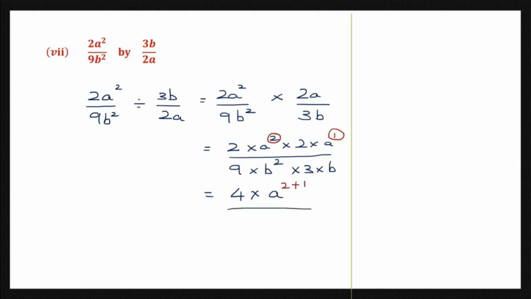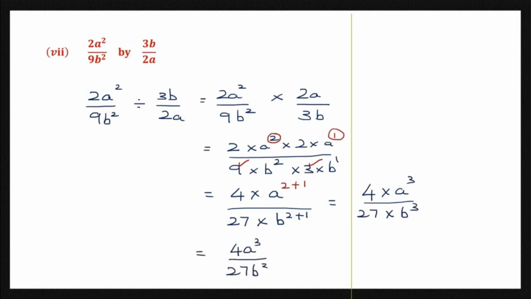Now in the denominator, let's multiply the numbers that we have first. 9 into 3. So 9 threes are 27 into, now we take b to the power of 2, and here we have 1. It is multiplication. So we write 2 plus 1. Since it is multiplication, this becomes 4 into a to the power of 3 divided by 27 into b to the power of 3. So we get that as 4a to the power of 3 by 27b to the power of 3. So that is our final answer.